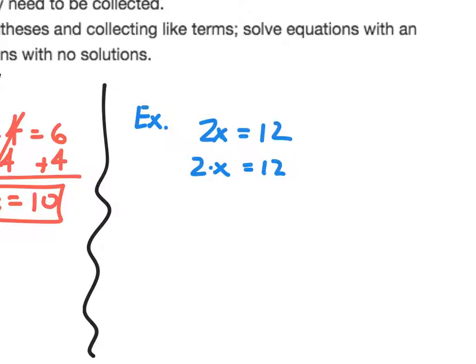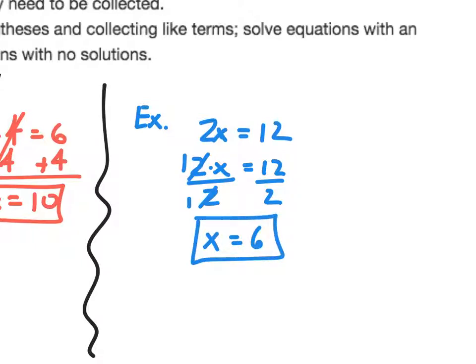But let's go ahead and do that algebraically. If we're multiplying by 2, the opposite of multiplying by 2 is dividing both sides by 2. 2 divides out to 1, and 1 times x is just going to give us x. Then I have 12 divided by 2, which is going to give us 6. And so that's how we do something like that.